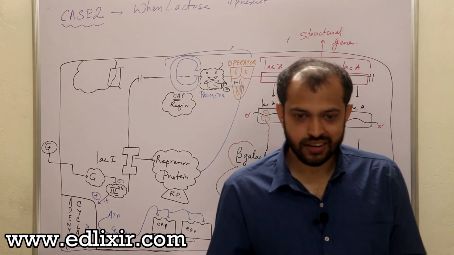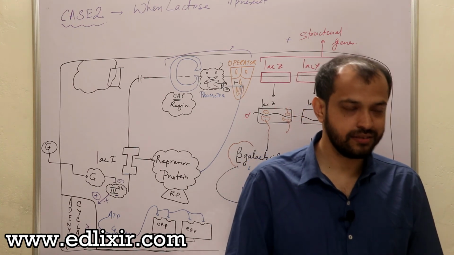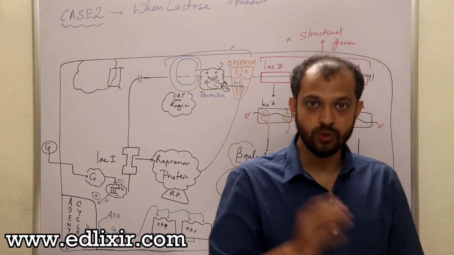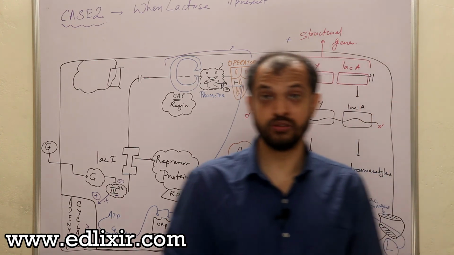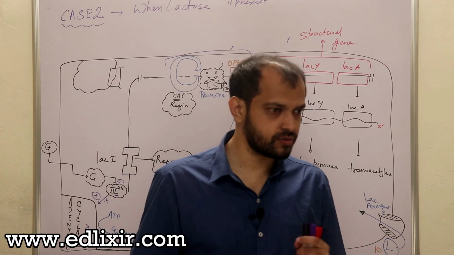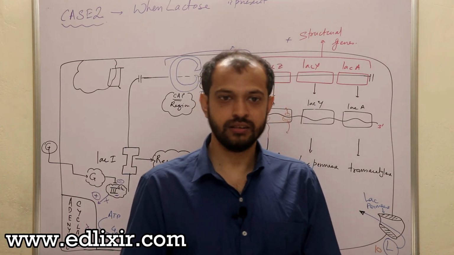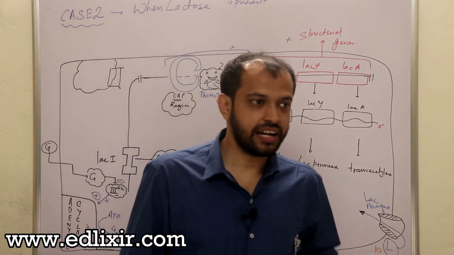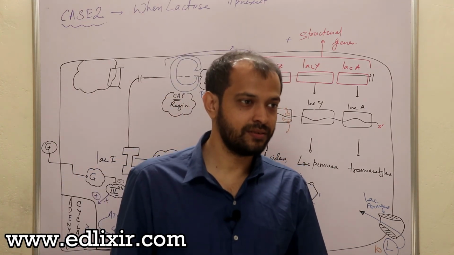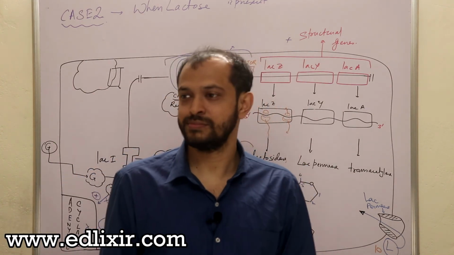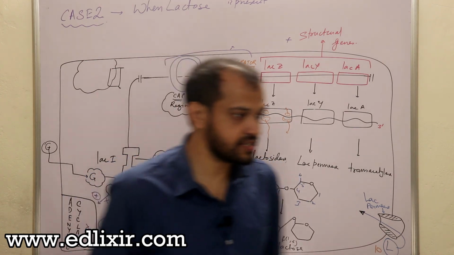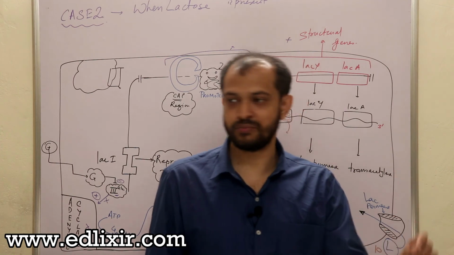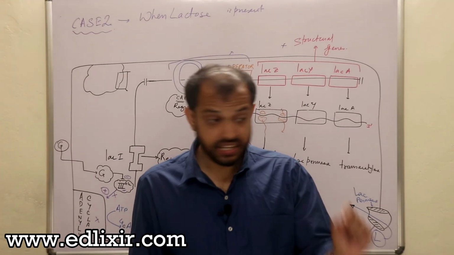Many persons don't understand what the role of allolactose actually is. Can anyone tell? Whoever is seeing this video right now should pause and think about what the important role of allolactose in the Lac Operon is. You know that it actually inhibits the repressor protein. How? Can anyone answer this? How does allolactose interact with repressor protein and inhibit it?